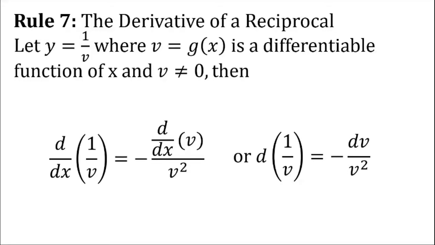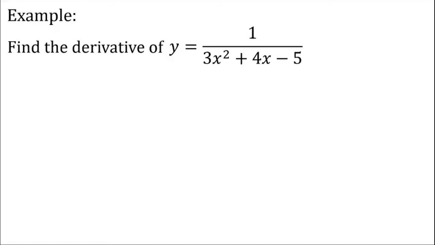For example, find the derivative of y equals 1 over 3x squared plus 4x minus 5. What is our b here? The denominator. So let b equals 3x squared plus 4x minus 5. What is our db? Rob? Sir, db is equal to 6x plus 4. Very good. db is equal to 6x plus 4.